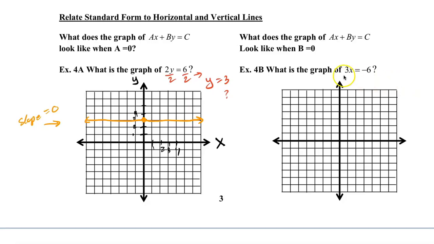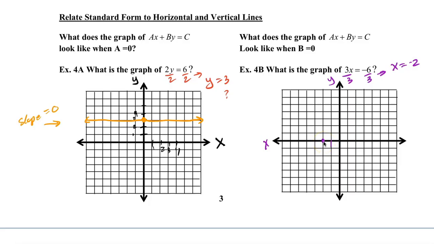Next one though, what is the graph of 3x equals negative 6? Well, same idea. Let's get the x by itself, divide by 3. So I get x equals negative 2. And we're going to graph it the exact same way, right? So go to your x this time because it's x equals. Go to negative 2. And then follow the tally mark, right?